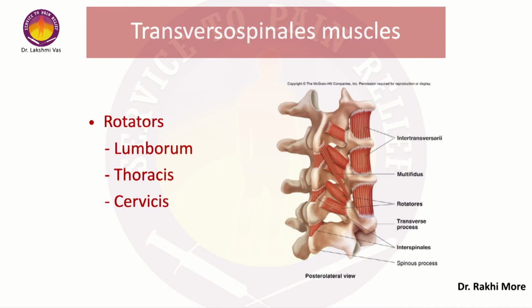Rotators are also again divided into three parts, that is the lumborum, thoracis, and cervicis. One question here. Why are they best developed in the thorax? Because rotation is more commonly seen in the thorax. So the rotator muscles, which have a rotator function, are developed more in the thoracic region.